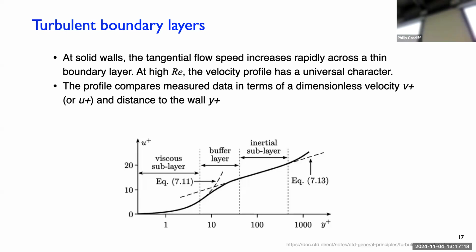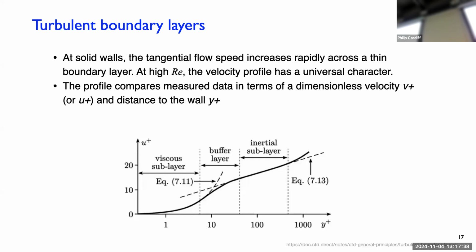So they have found this universal profile that seems to fit most turbulent flows. When you plot it, with a normalized velocity and normalized distance, you get this laminar region, the buffer region, and the turbulent region.